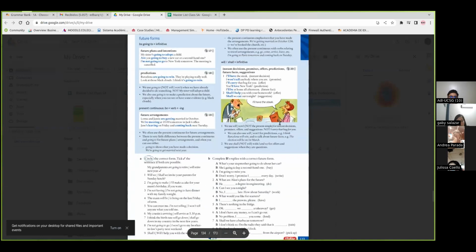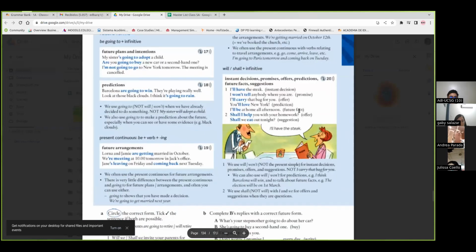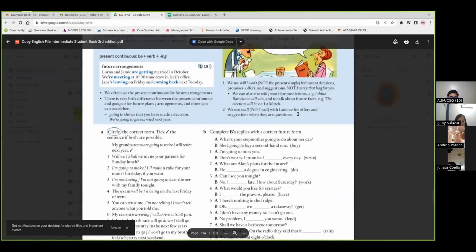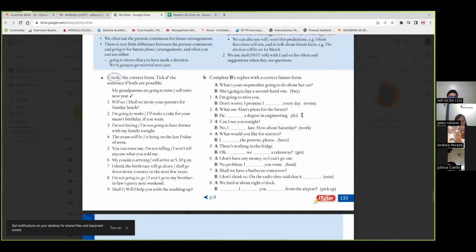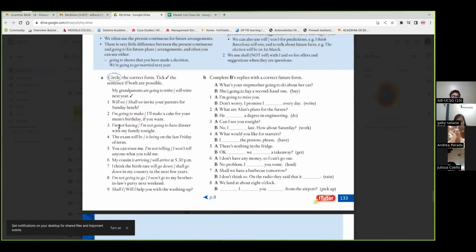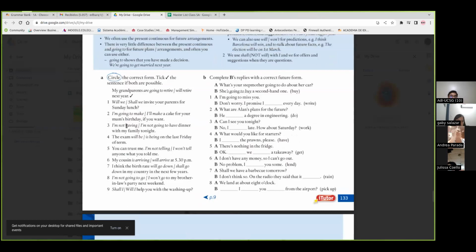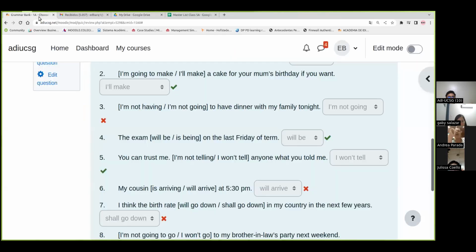All right, so we're over here. As you can see, this was number three. Is what I told you. You have the two options: I'm not having or I'm not going to have. So to have is not part of the main sentence. Let's go back to the activity.